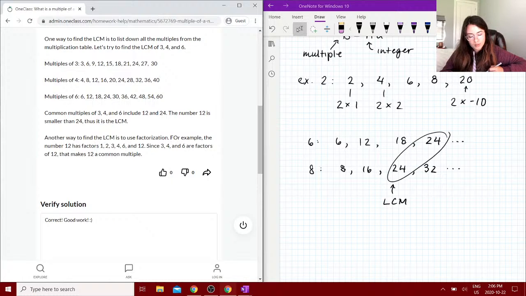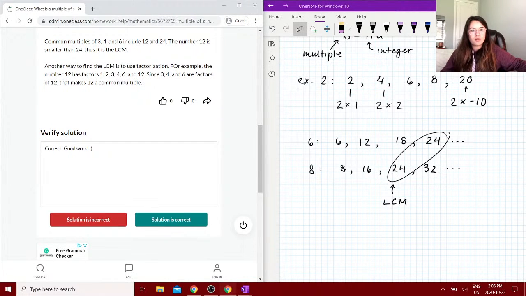So you can take the number 12 and divide it by integers to get factors such as 1, 2, 3, 4, 6, 12. Since 3, 4, and 6 are factors of 12, that makes 12 a common multiple. So we can see that the solution is correct, so I'm going to move on to the next question.